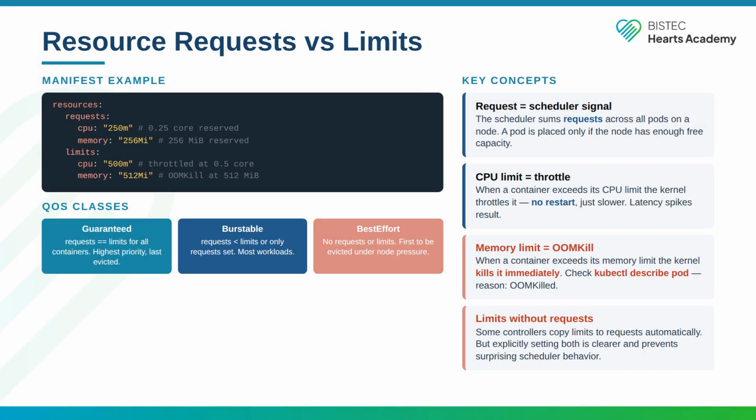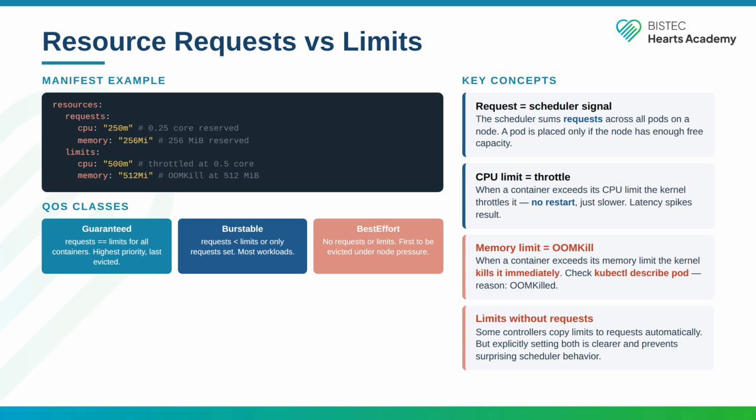Resource requests and limits are how you communicate resource needs to the Kubernetes scheduler, and how the kernel enforces ceilings on running containers. A request is a reservation. The scheduler adds up all requests on a node and only places a pod there if the node has enough uncommitted capacity. Requests do not cap actual usage. A pod can use more than it requested if the node has spare capacity. A limit is the ceiling.